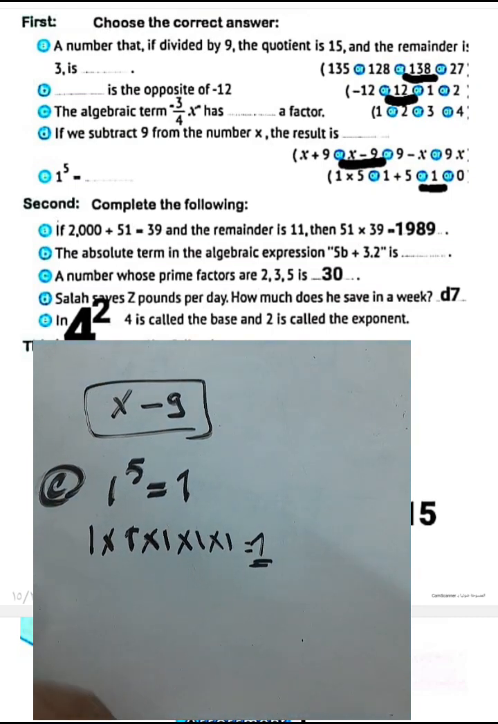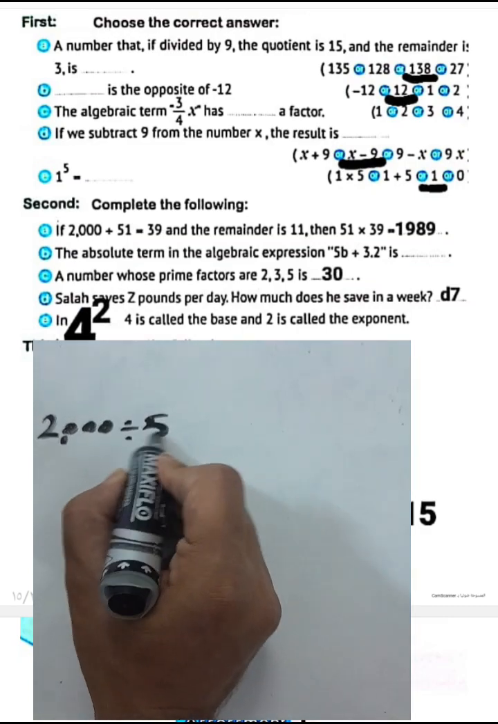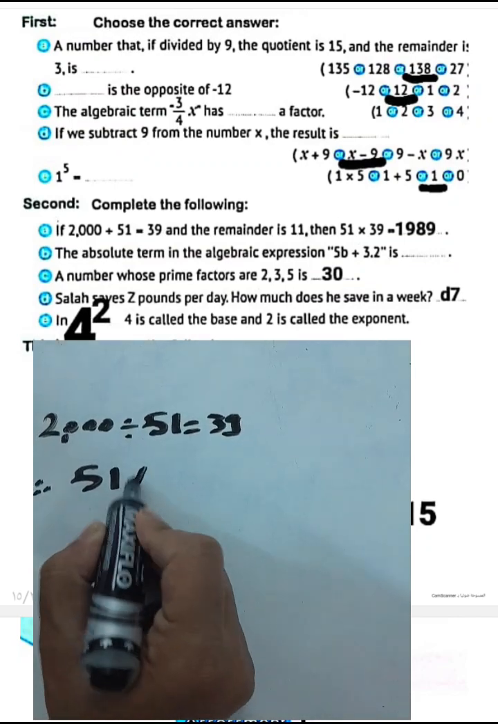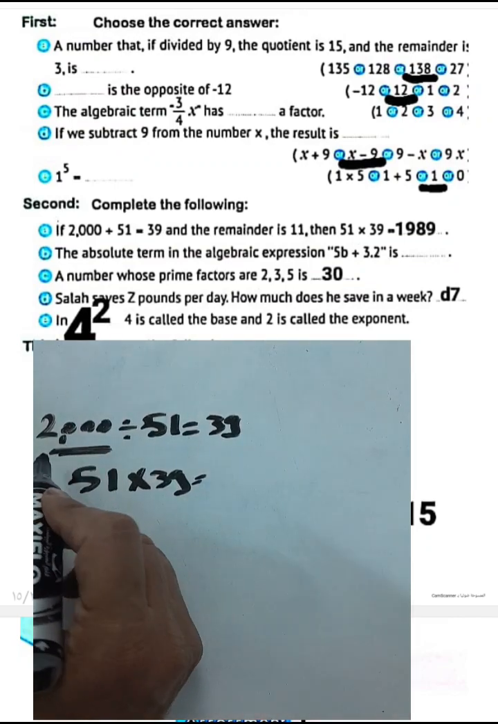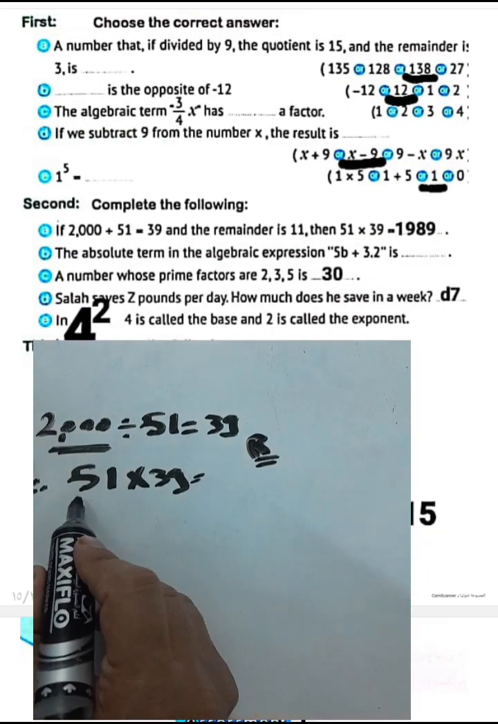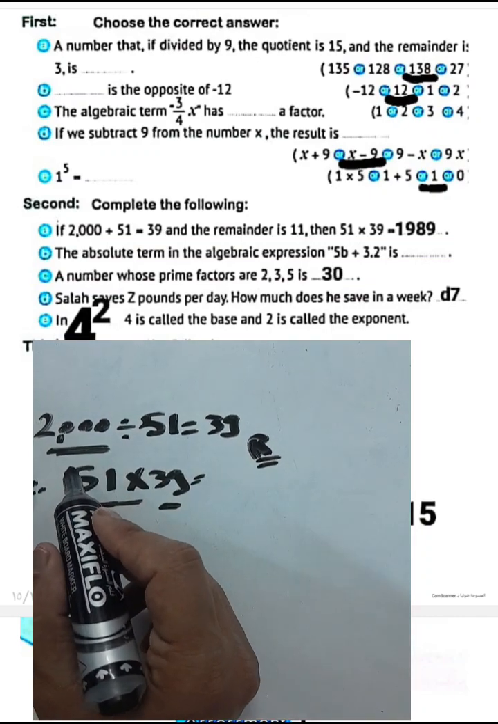Okay, second question here. If 2000 divided by 51 equals 39 and the remainder is 11, then 51 times 39 equals space. He gave us this information: 2000 divided by 51 equals 39. Then 51 times 39 will be what? It will be this number, but we have a remainder in the example. The remainder is 11.